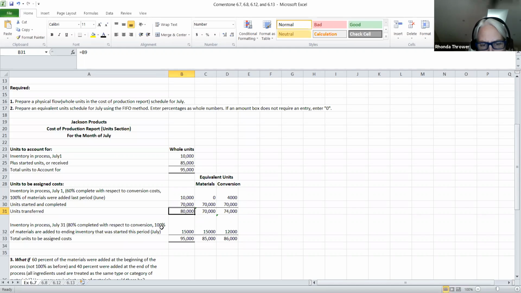So 100% of the ending inventory units of 15,000 is materials equivalent units. And that's because all the materials were added at the beginning of the process. So all of the ending inventory units have the materials in them.